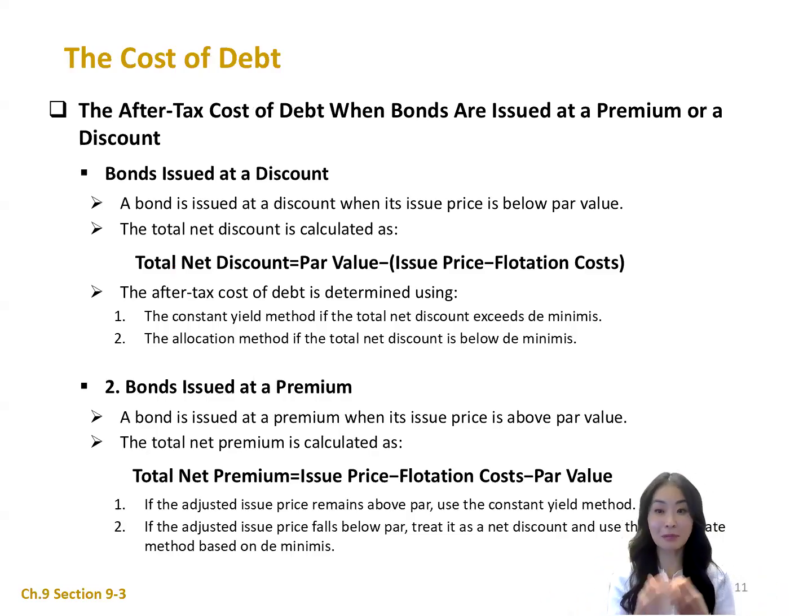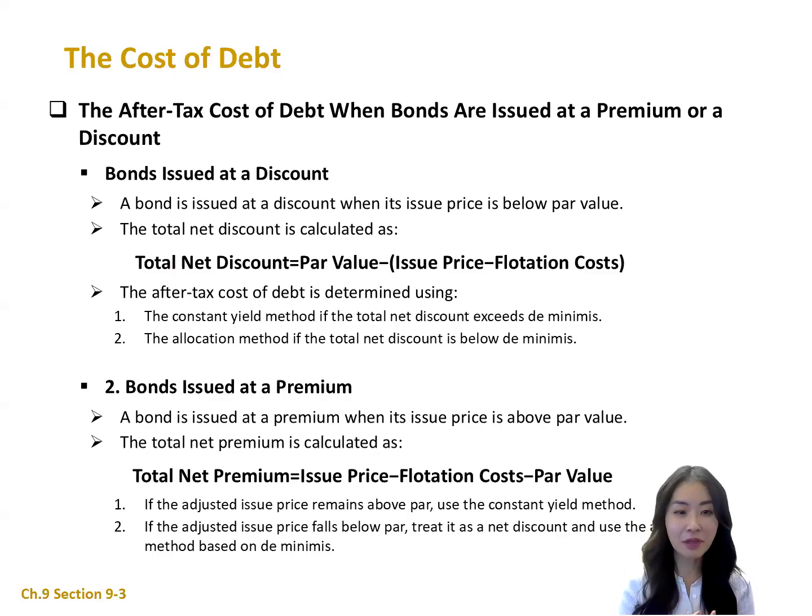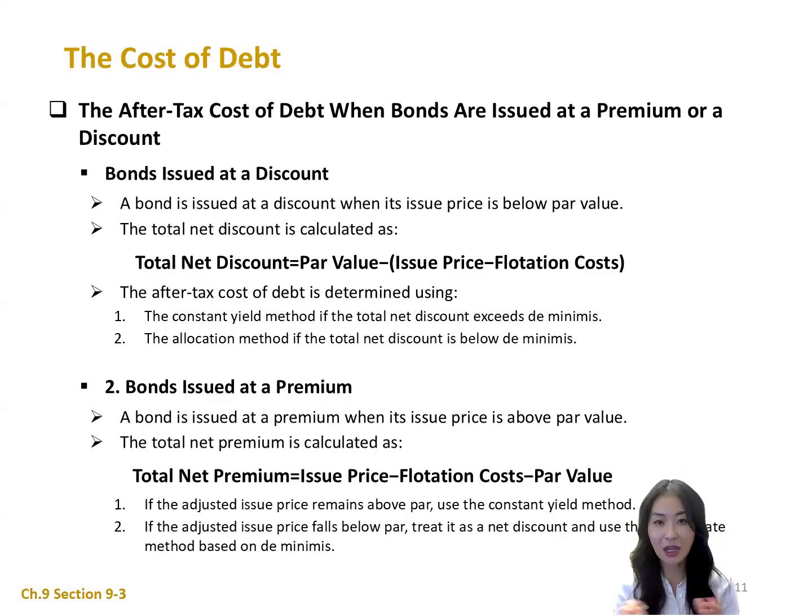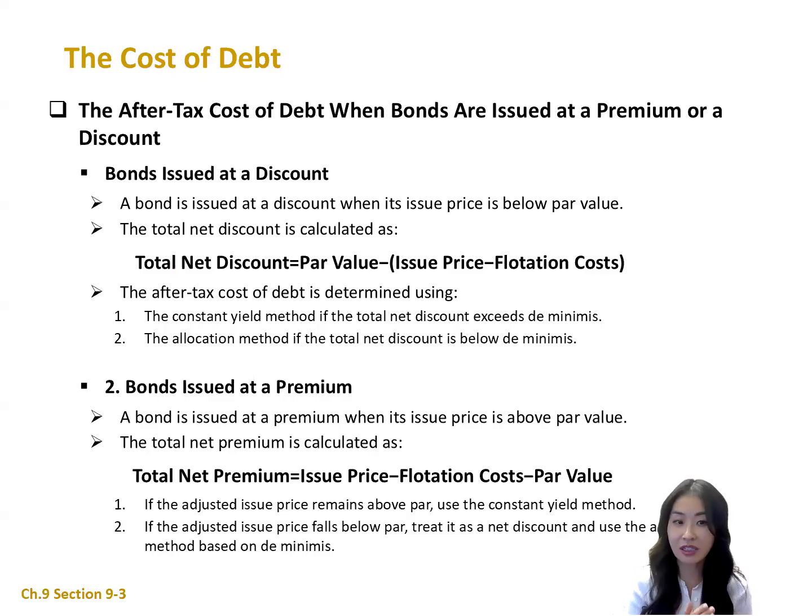Now what happens if a bond is issued above its par value? This is called a premium bond, right? For premium bonds, the total net premium is determined by issue price minus flotation cost minus par value. The issue price is 1050 because this is a premium bond, higher than par value. Flotation cost is 20, par value is $1,000. Total net premium is 1050 minus 20 minus $1,000, so $30. You should exclude this $30 from the price because this gives the adjusted issue price.